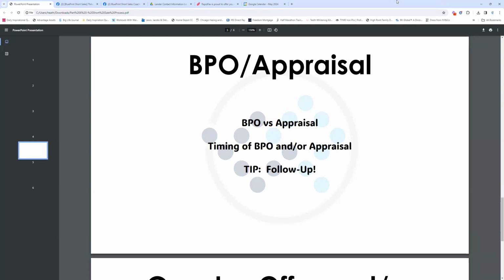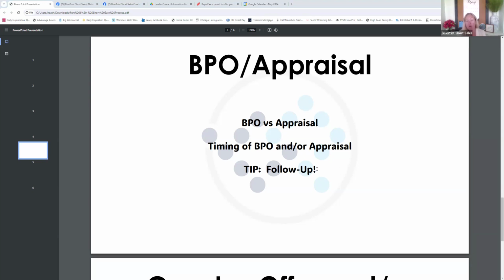Can you just clarify, Heather? Sorry. So you're saying that, if I understand you correctly, depending on who you're working with, they're not even going to order the BPO until they make sure that everything they're requiring, the paperwork, is complete. Correct. That is in one scenario. It depends on the bank again.